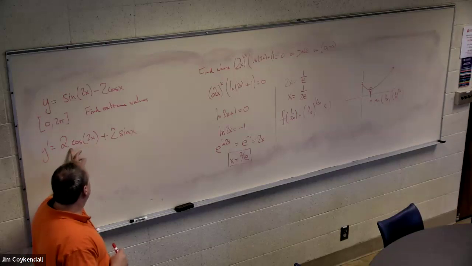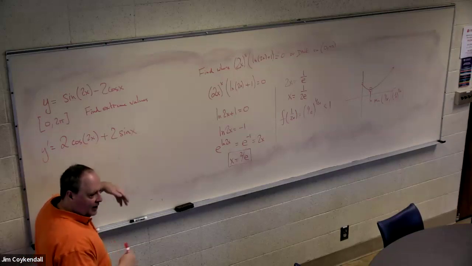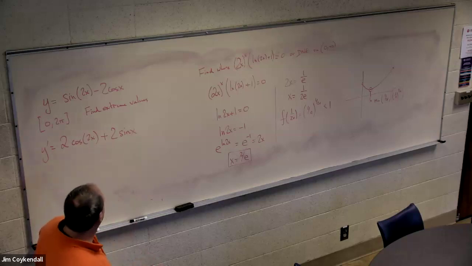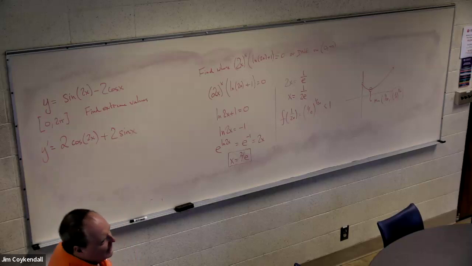If this were 2 cosine x plus 2 sine x, I could solve for this. But this is a cosine 2x, right? How might we tackle this?